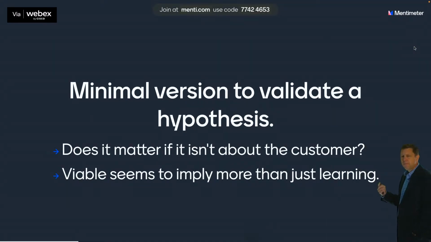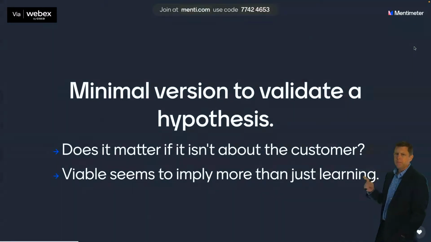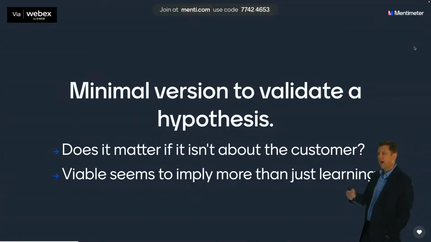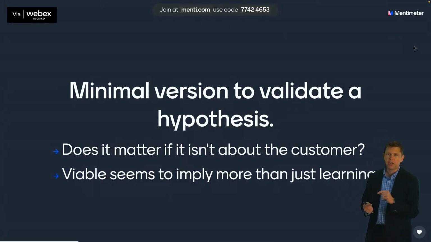So viable, when we say MVP, a minimal viable product, to me the word viable seems to imply more than just learning, right? It seems to imply that we have something that's viable in some way, that it can provide some value that goes beyond just what we're trying to learn from it. And like I said, it's not that these definitions are bad, but what I'm wanting to walk you through is the implications of these different definitions. Because if you're using one definition and the rest of your team is using a different one, it's going to be hard to be laser focused on what you're trying to deliver.